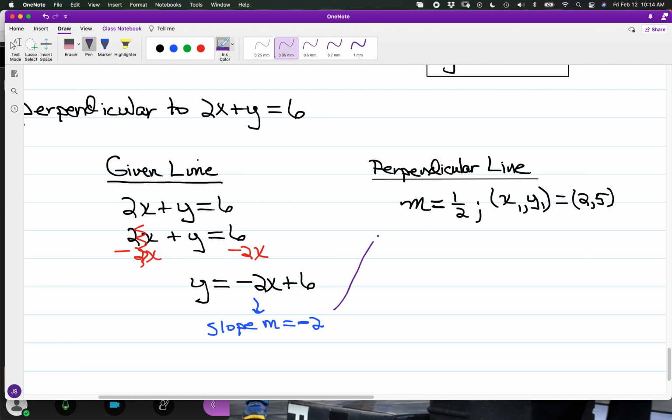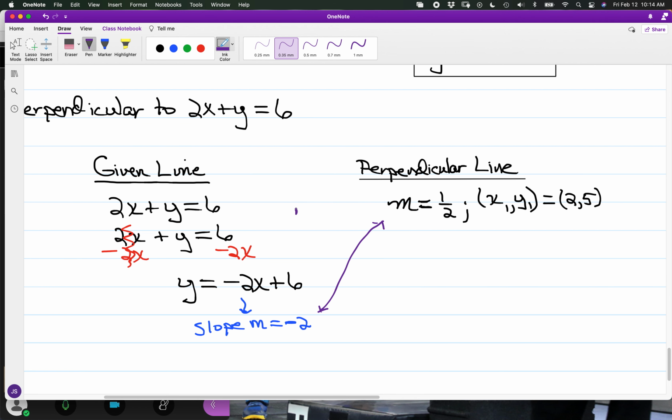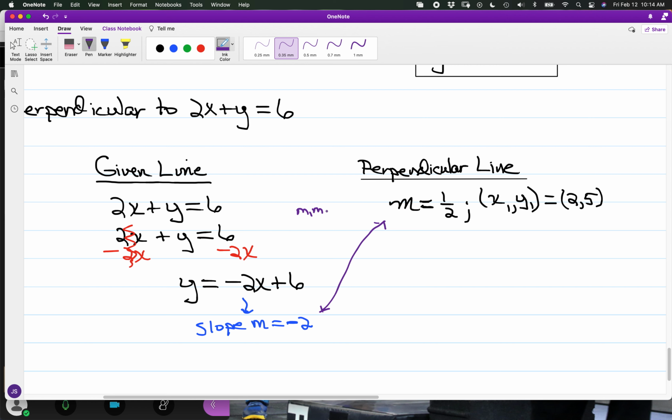Again, just a reminder, for perpendicular lines, the product of the slopes, -2 times 1/2, which we have as -2 halves, and again the product comes out to -1.